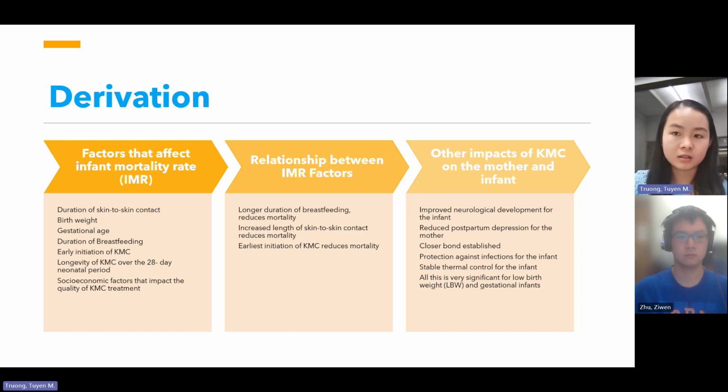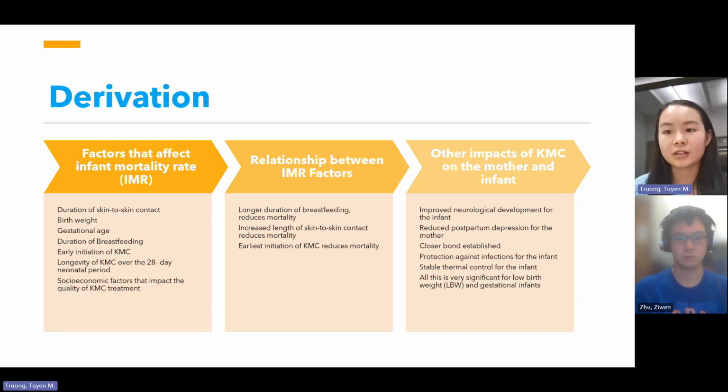Breastfeeding also plays a role, but that's not going to be considered in our model. And then initiation time of KMC also matters in our model. And also socioeconomic factors, but again, we said they play a very minimal role in our model. So how do these factors influence infant mortality rate?